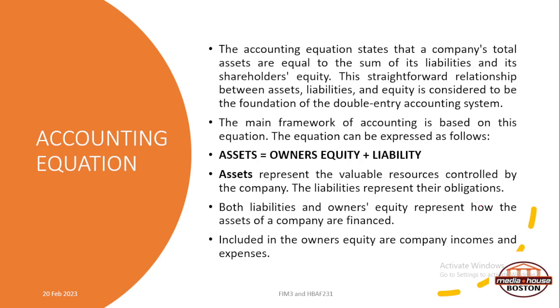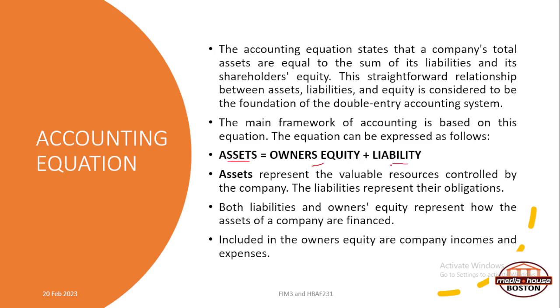So the accounting equation. What do we need to understand about it? The accounting equation states that the company's total assets are equal to the sum of its liability and its shareholders' equity. This is a straightforward relationship between assets, liability, and equity, and is considered to be the foundation of the double entry accounting system. So the main framework of accounting is based on this equation, and the equation can be expressed as follows: assets equals owner's equity plus liability.